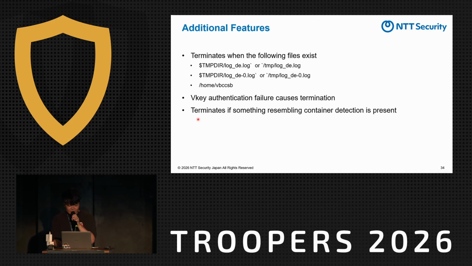In addition, the process is designed to terminate if authentication fails. Furthermore, it has also been observed to stop execution when characteristics resembling a container environment are detected. Overall, VShell continuously evaluates its execution environment and selectively terminates itself under certain conditions, likely as a means to evade detection and analysis.